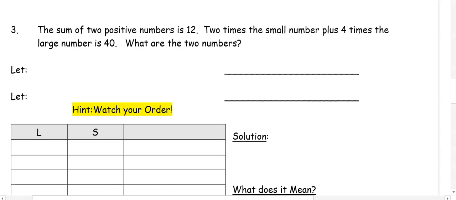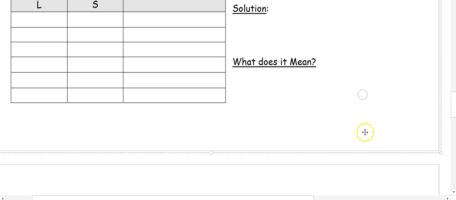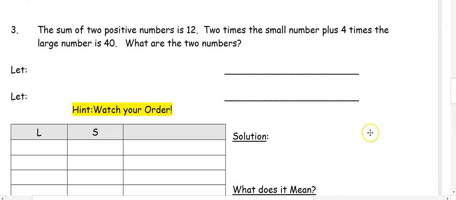In number 3, the sum of two positive numbers is 12. 2 times the small number plus 4 times the large number is 40. What are the two numbers? So in this case, our variables are the two numbers that we're trying to find, which are large and small. So I'm going to use L for the large number and S for the small number.